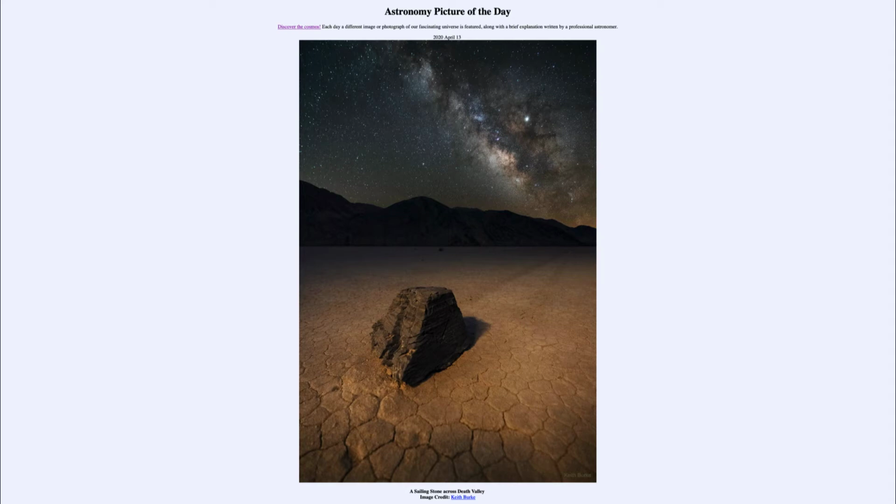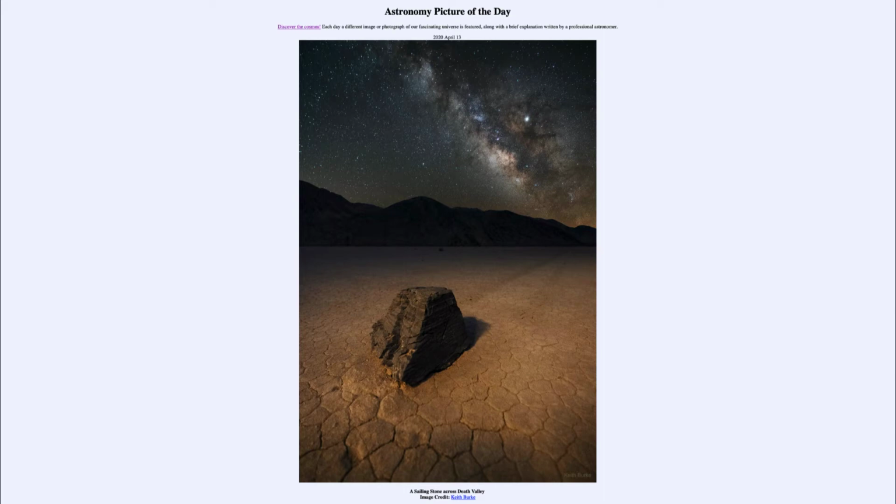And a big question up until even a decade ago was how these things could actually move across the plain. These aren't just small little rocks. Many of these could weigh many tens or even hundreds of pounds. So they would not be easy things to move. And how were they moving across the plain of Death Valley?